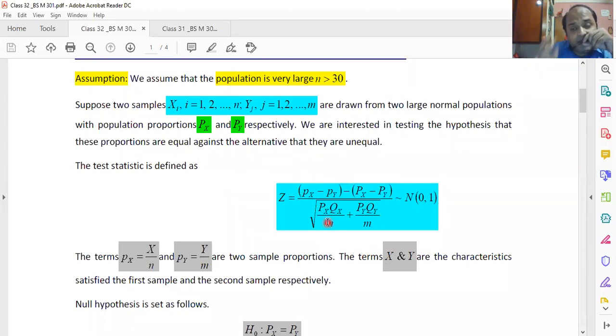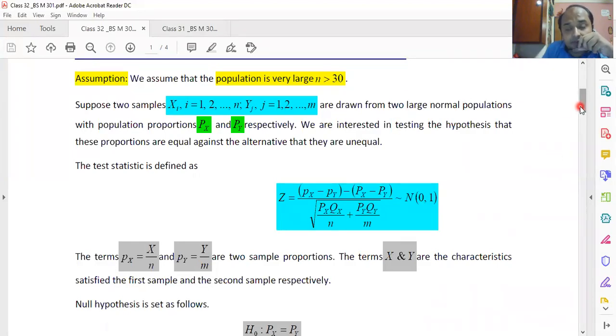If Px is known, then Qx can easily be calculated because you know P equals 1 minus Q. So in this case, Qx will be 1 minus Px, and similarly we can write Qy as 1 minus Py. Small n is the sample size of the first sample, and small m is the sample size of the second sample. Again, there is no hard and fast rule which of the two samples you consider as first and second.